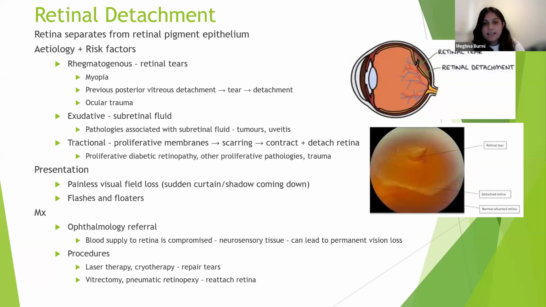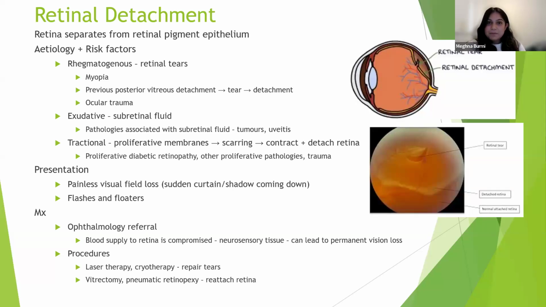The retina, when it's lifted away, doesn't have proper blood supply. And this is neurosensory tissue. It's the whole way that our eyes can pick up light and sight. So if we're not fixing that, it can lead to permanent vision loss. How do we fix it? So we can repair the tears with laser therapy, cryotherapy, and we can reattach the retina with vitrectomy, or this other procedure called pneumatic retinopexy.